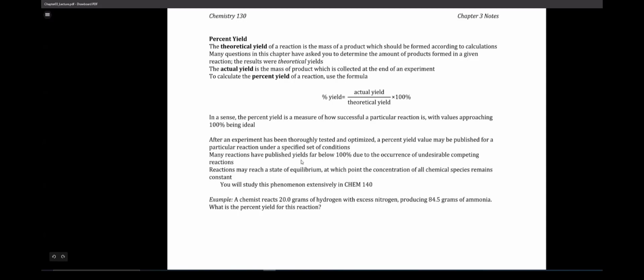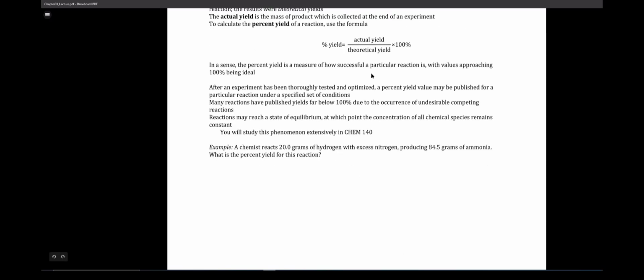Okay, so as I've said here, many reactions, if you look them up in the research, have less than 100%, and that's not your fault. They've done it, and they've proven that you can't seem to get better than that using a certain method. Okay, so an actual yield.